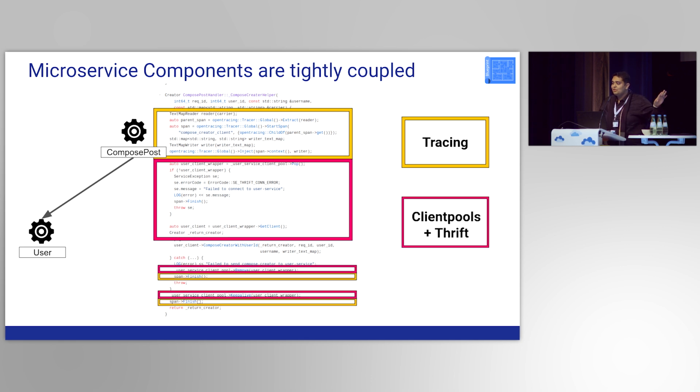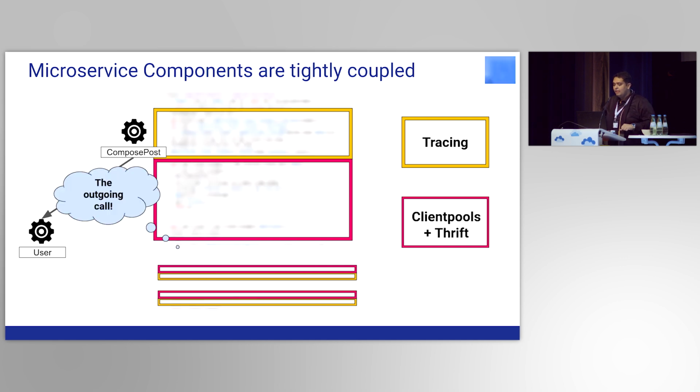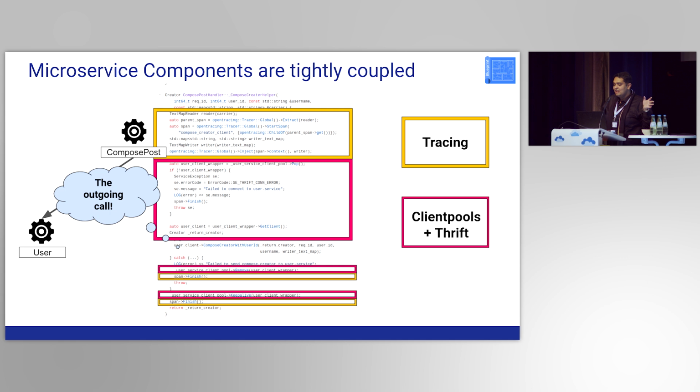Here, majority of the code in this function has nothing to do with the outgoing call. It either is part of the extra features that are being applied to the service, such as tracing, or the concrete choices responsible for orchestrating the execution of the call, for example, client pools and Thrift. The outgoing call, as one might suspect, is just one line, but it is buried underneath an avalanche of unrelated code that has nothing to do with the internals of the function. Such coupling is pervasive in microservice systems today, and this pervasive coupling makes modifying microservices extremely time-consuming and difficult.